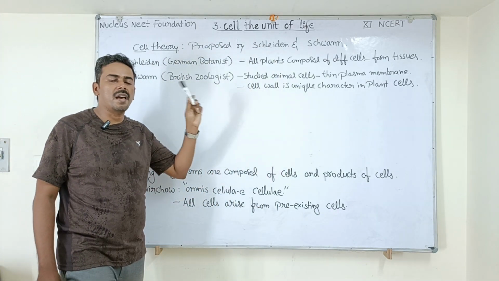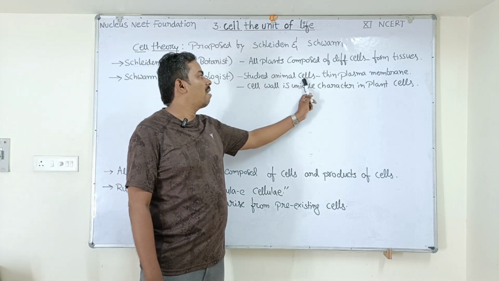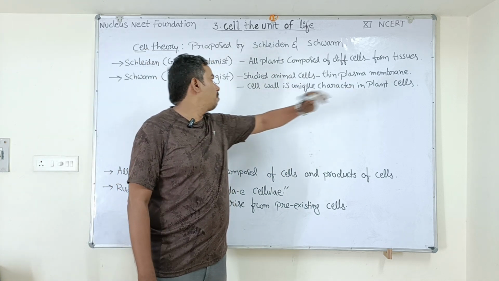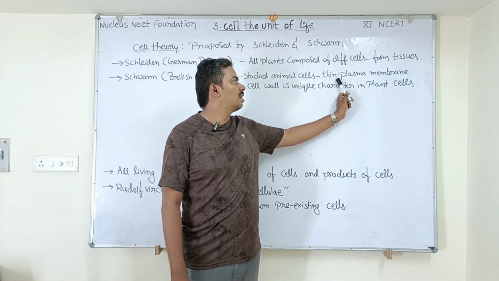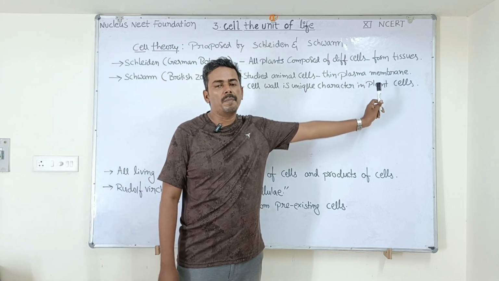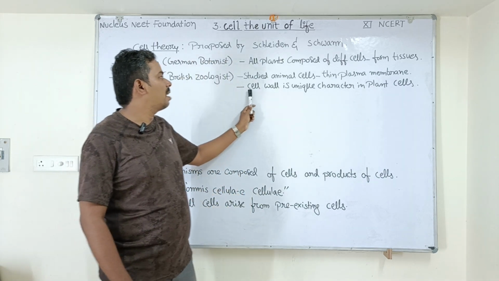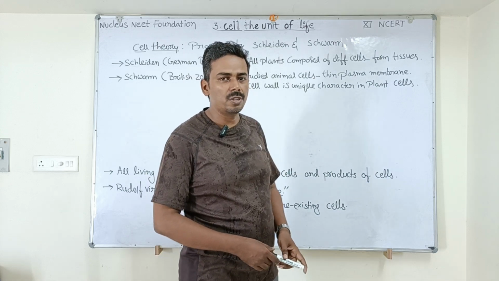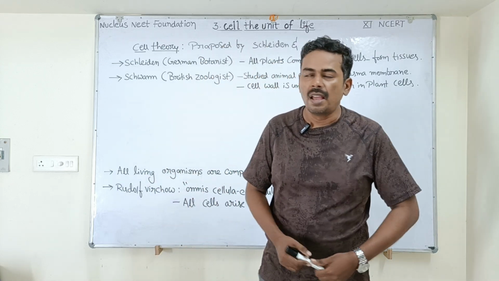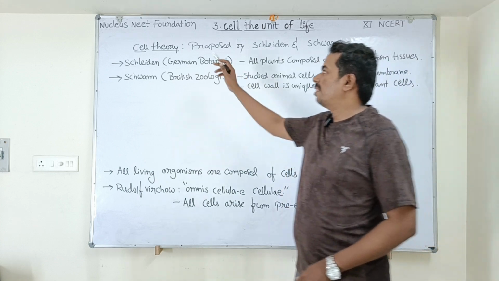He studied several animal tissues, and he told that animal cells have a thin layer called plasma membrane. And also he studied plants, and he told that the cell wall is a unique character in plant cells. Presence of cell wall is a unique character of plant cells. And both of these two scientists proposed the cell theory.